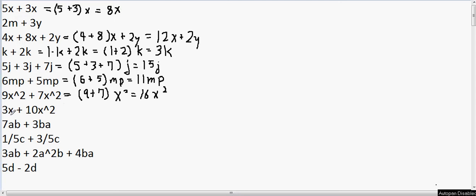Next, we have 3x and 10x squared added together. The two terms are 3x and 10x squared.